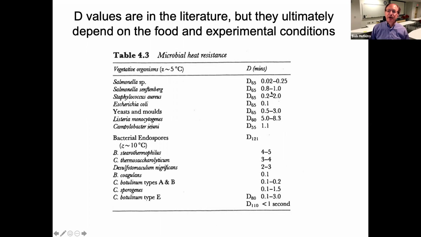So you can see there's big ranges, sometimes 10-fold ranges from the literature. So you can get an idea by going to the literature, but you cannot predict from the literature.